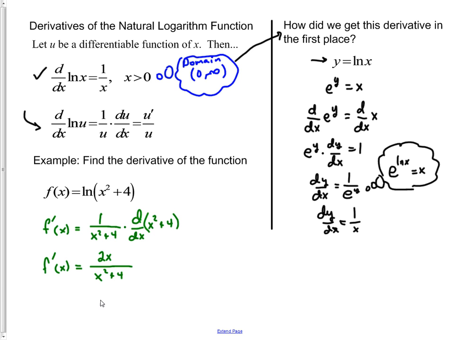So this is a really easy derivative to work with. Natural log of u, great rule, and it's going to save us so much time. You'll see in our next examples.